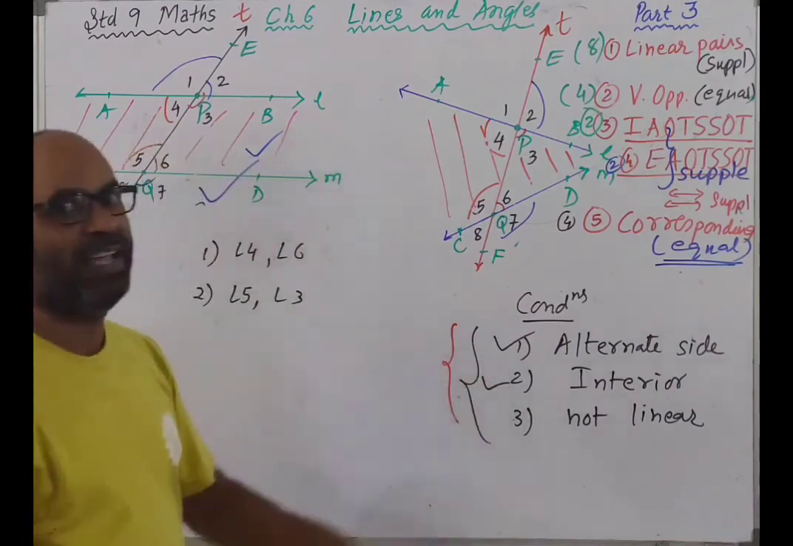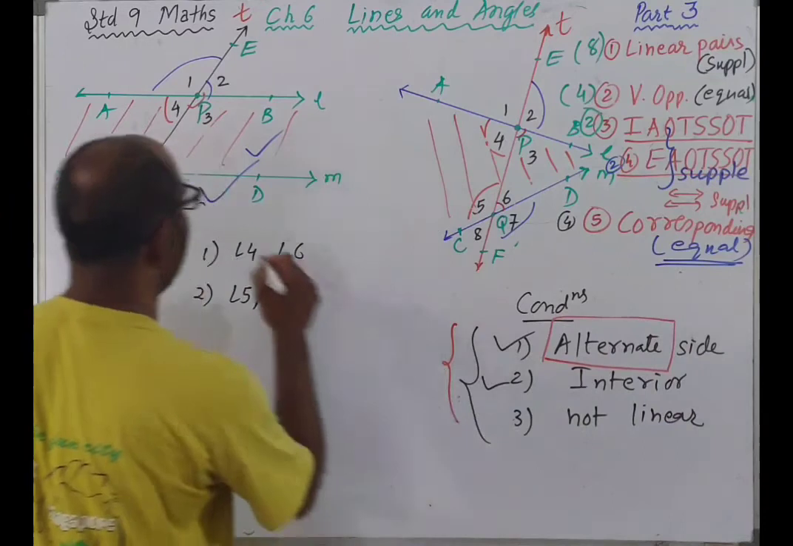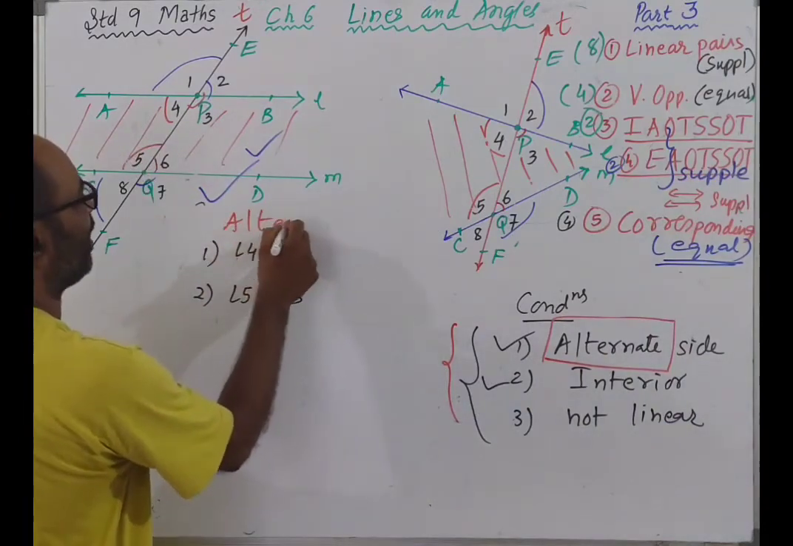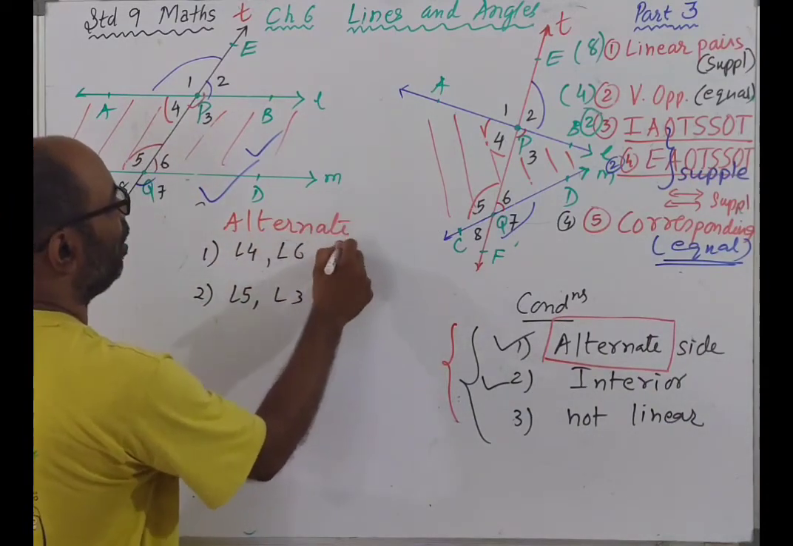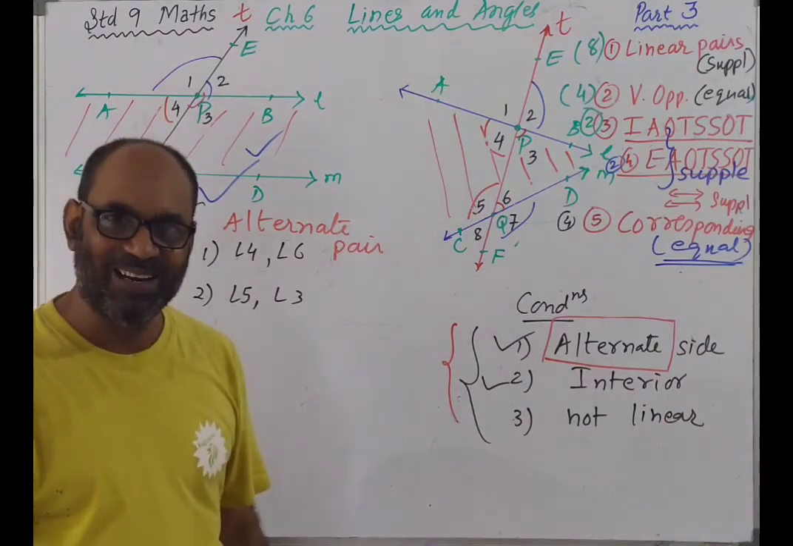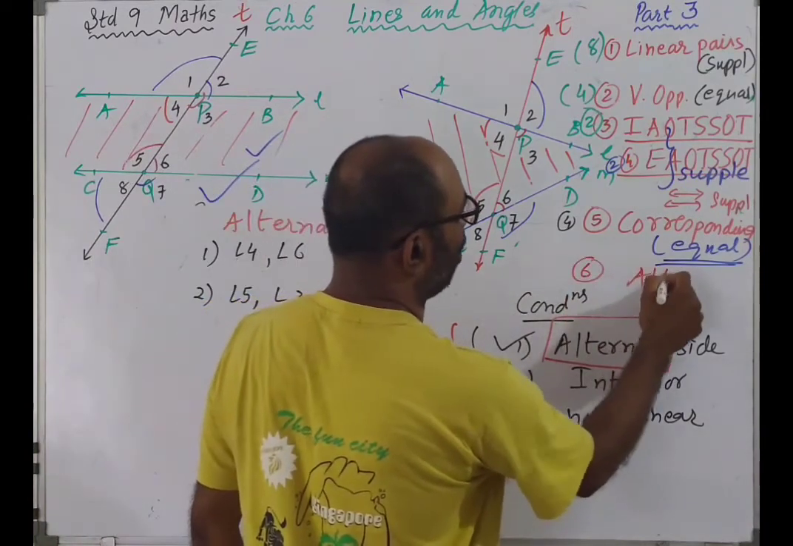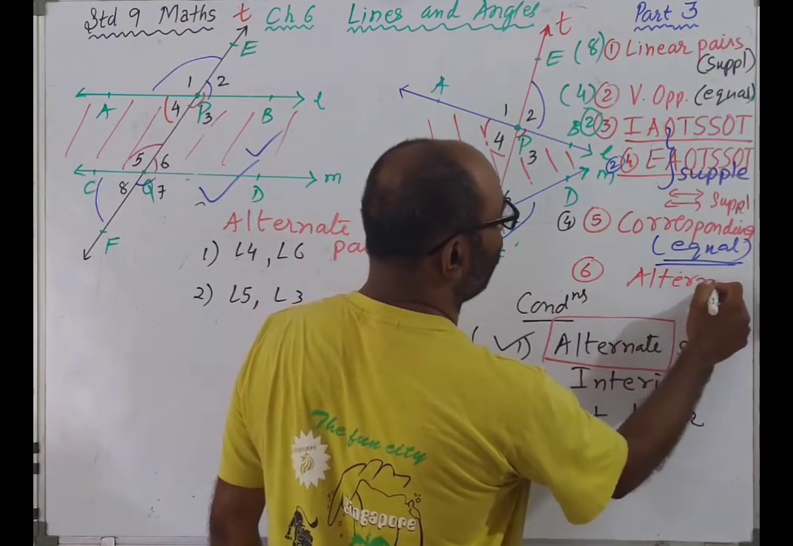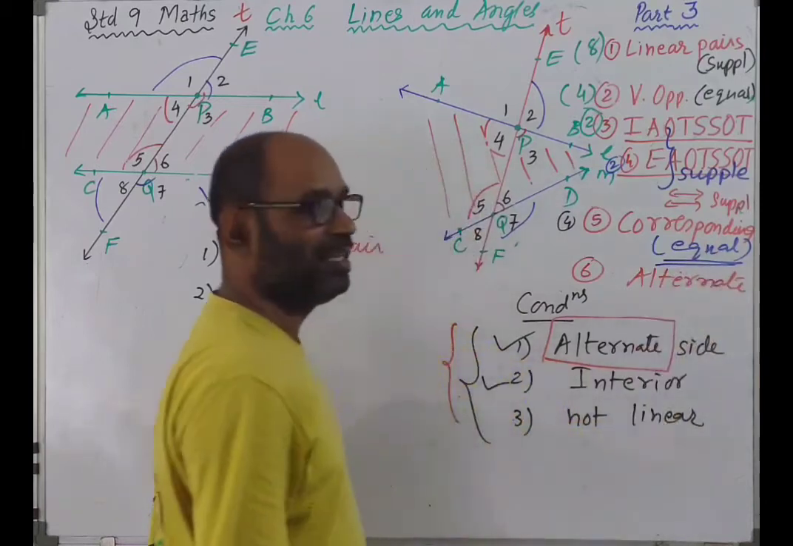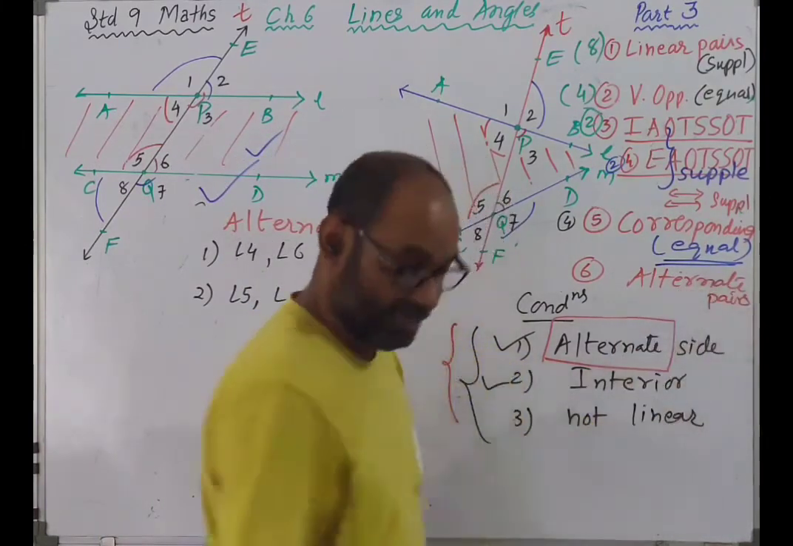And angles satisfying these three conditions, very easy to remember, they are called alternate pair of angles. They are called alternate pair of angles. Are you getting me, children? So you can remember now sixth is alternate. Sixth is alternate. Is that clear? Alternate pair of angles. Six is alternate pair of angles.